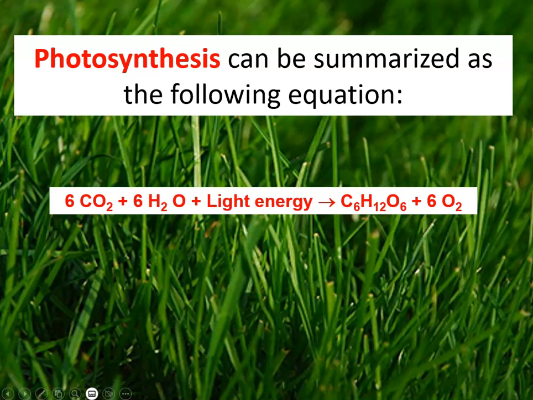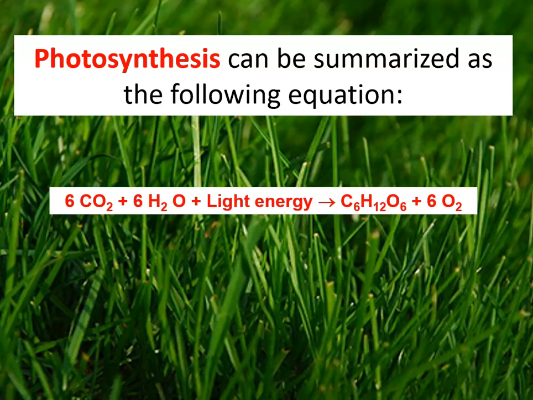This is the second lesson of Chapter 8. We're going to be looking at a more in-depth view of photosynthesis. Let's start with the overall reaction for photosynthesis. This is the balanced chemical reaction, showing the reactants on the left, which are carbon dioxide, water, and light energy, and the products on the right, which are glucose and oxygen.